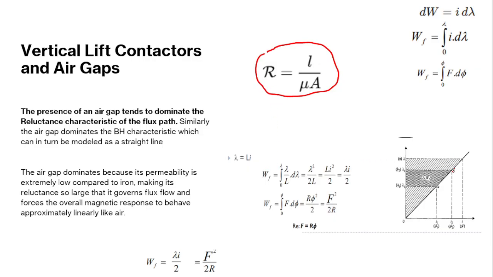So there's a straight line here. And the equation I want you all to remember from this, you don't need to know the derivation because you don't need to know proofs, is this. The energy stored in the field, so you have two forms: lambda I on 2, and F squared on 2R. Remember, this R is reluctance, not resistance. Same concept.